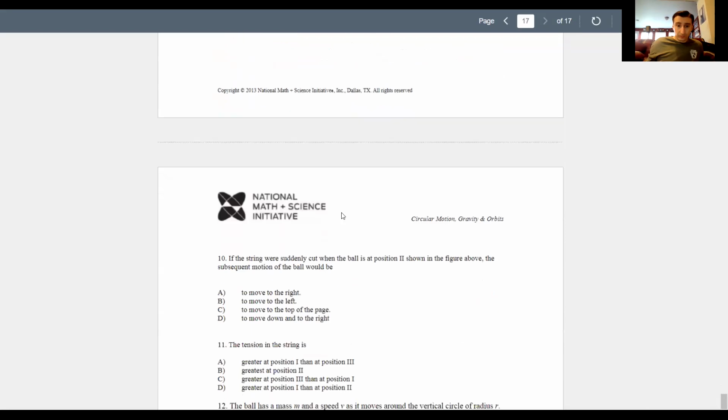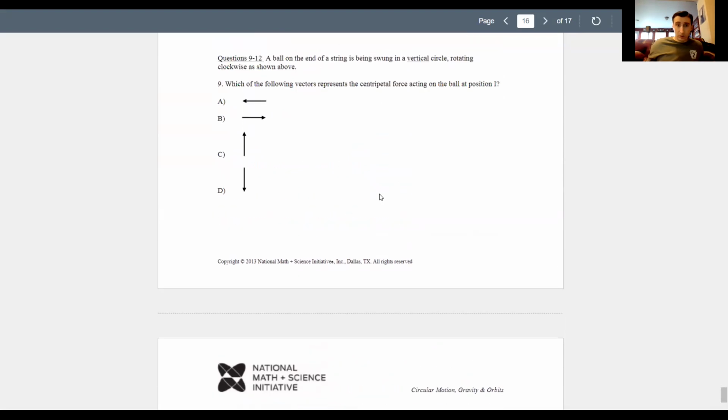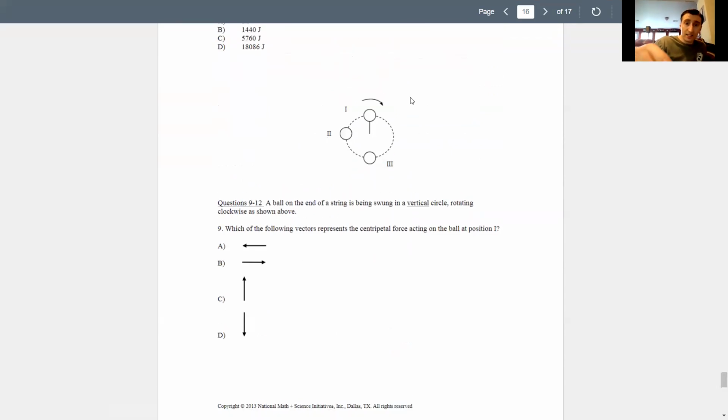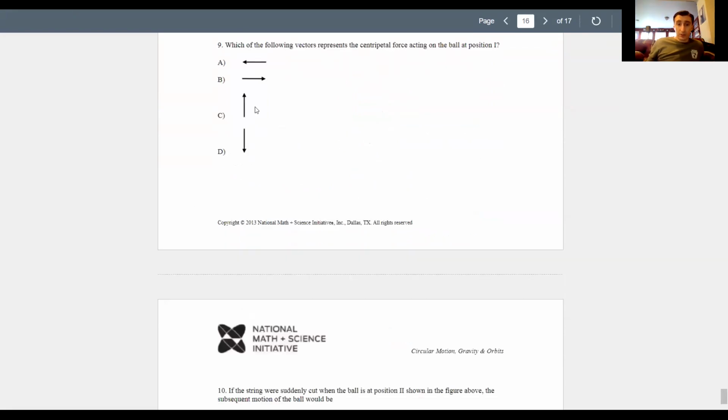10. If the string were suddenly cut when the ball is at position 2, shown in the figure, the subsequent motion of the ball would be, all right, so we're looking at position 2. Okay, so remember here that the velocity vector is always tangent to the circle, right? We always draw a tangent. So if that string would be cut there, the ball would move up and down, right? Or I don't know what the options are. So let's just go look at the options.